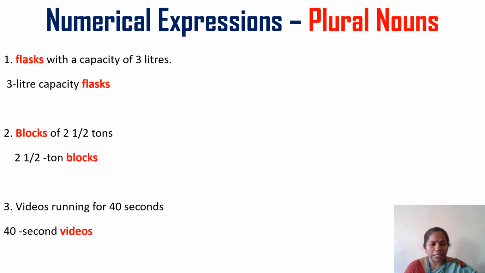Blocks of 2.5 tons. Again, blocks is in plural. So zero article followed by the 2.5 number. Then hyphen punctuation. The singular form of the unit tons. Then blocks. Videos running for 40 seconds. Videos is the noun we talk about here. This is a plural noun. So you have to start with zero article. Then the given number is 40. Hyphen. Seconds is in plural. Change it to singular, second. Then videos.